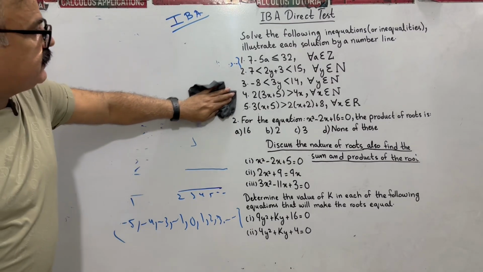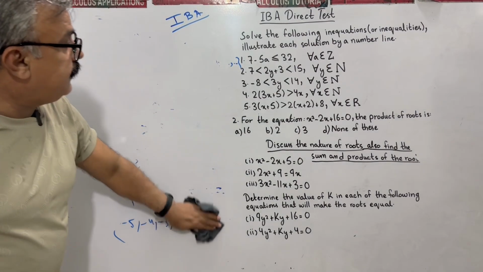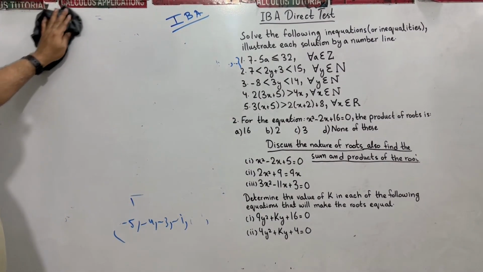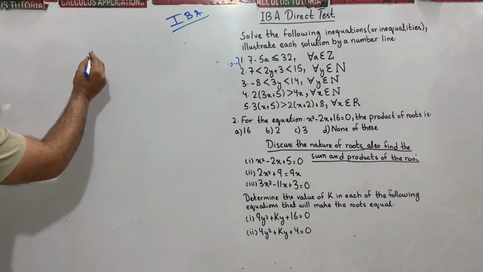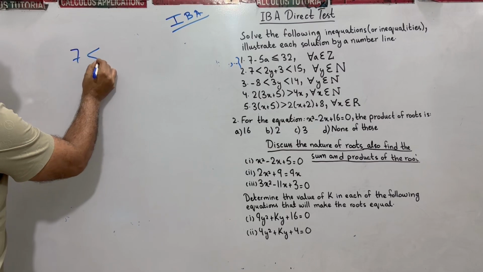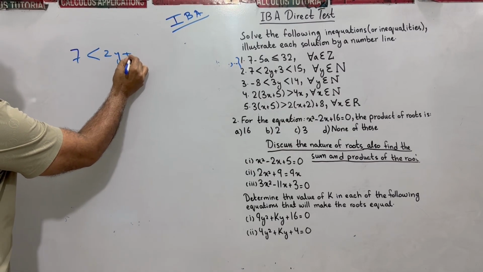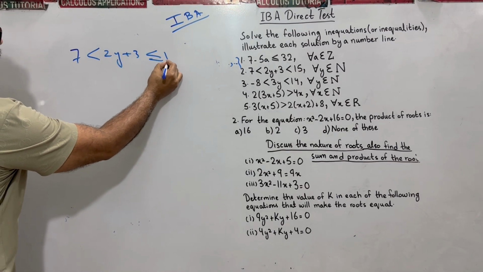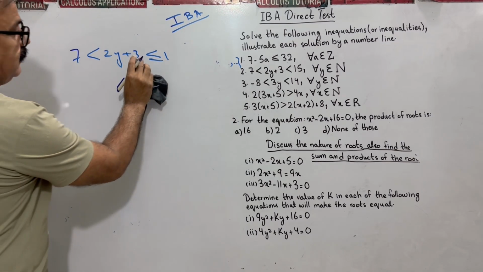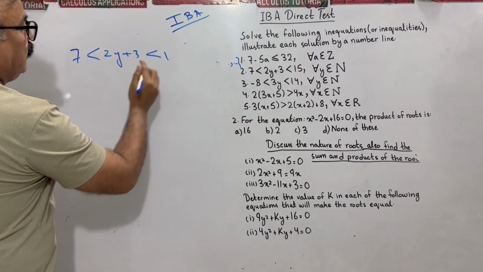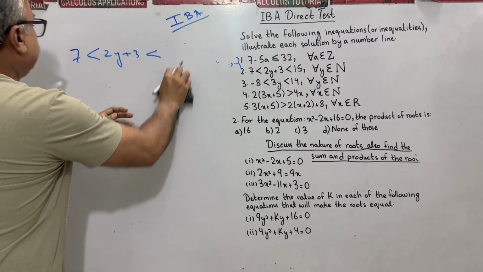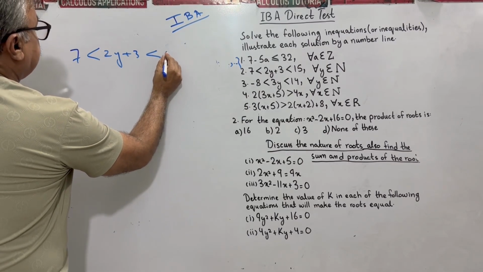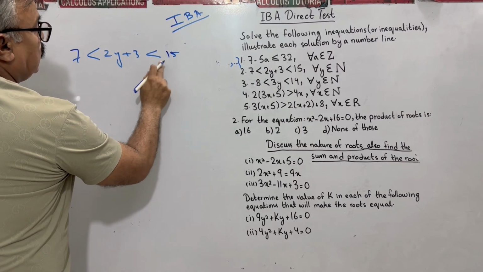Our second question is written in interval form, open interval form. Don't get confused by the terminology of open or closed interval. Just solve. There is only less than, not equal. 7 is less than 2y plus 3, less than 15.